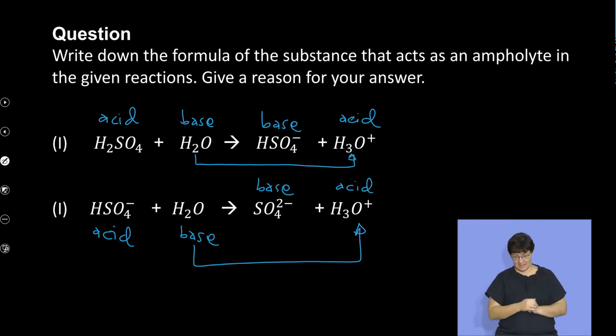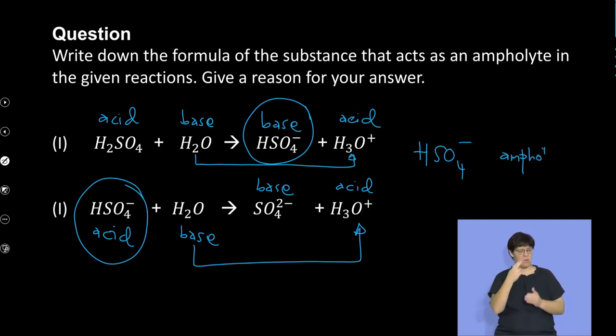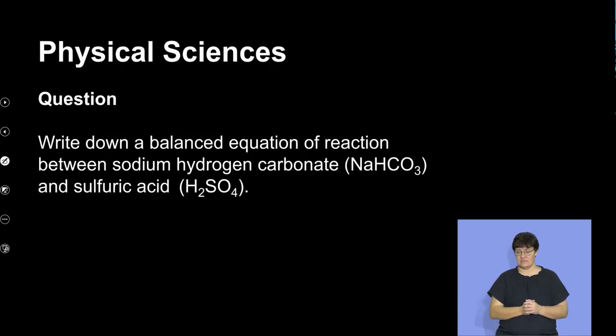Now, if you look at the hydrogen sulfate ion, in reaction 1 it acts as a base, but in reaction 2 it acts as an acid. So simply it means that the substance HSO4⁻ is an ampholyte, because in one of the reactions it acts as an acid, in the other reaction it acts as a base.